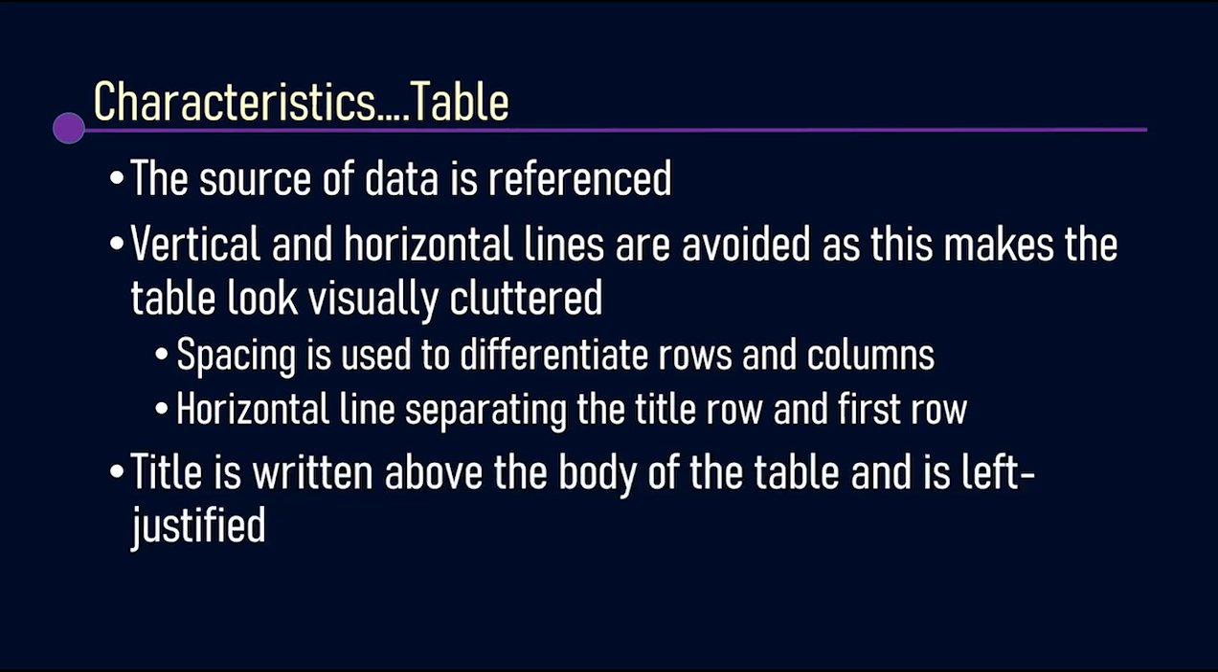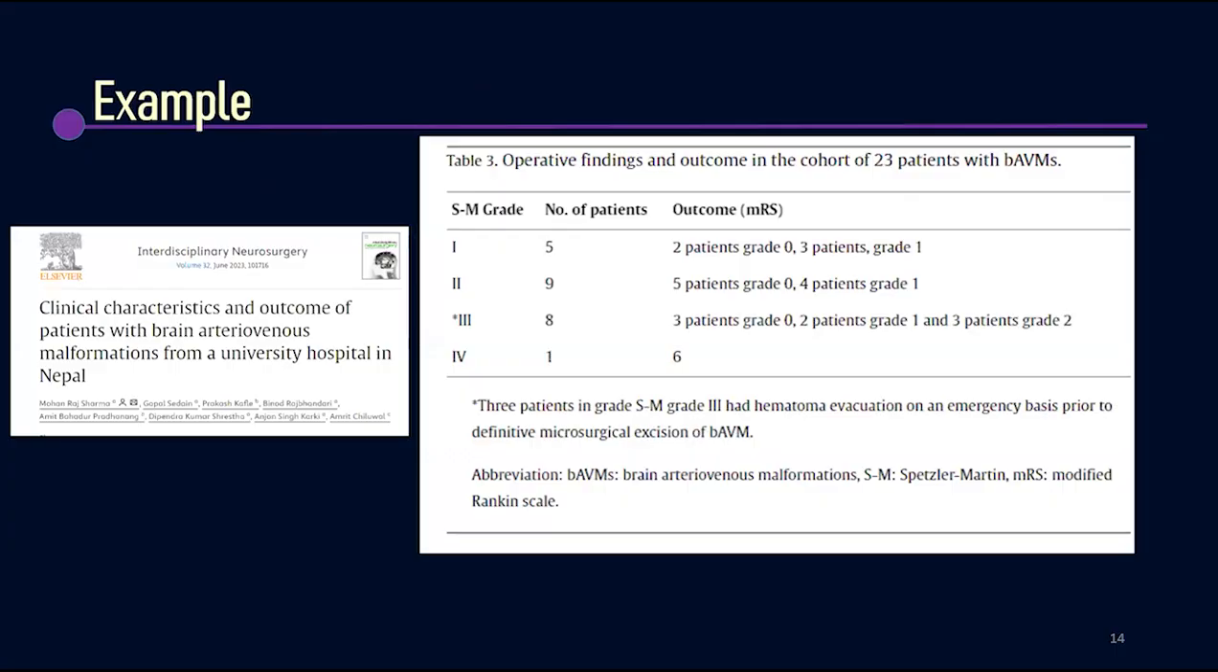Title is written above the body of the table and is left justified. I will have some examples to show this. So this is the table I took from one of the papers we published in Interdisciplinary Neurosurgery. So Table 3, operative findings and outcome in a cohort of 23 patients with brain arteriovenous malformation. This is the title. They are made bold.